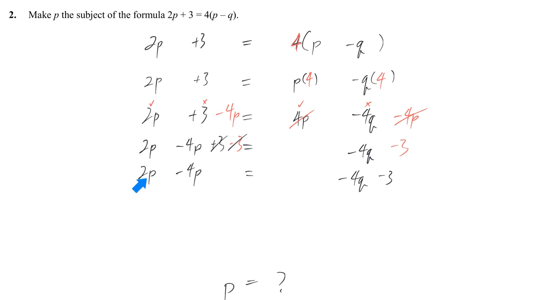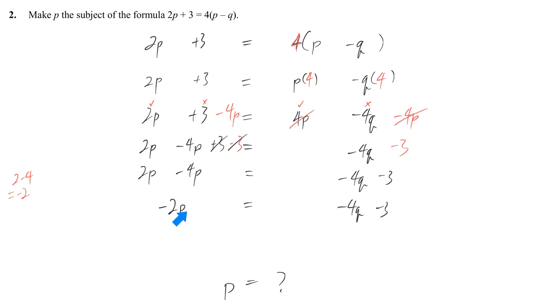We find out that these are like terms, p and p together, so we can combine them and it gives you negative 2 times p. Because 2 minus 4 will give you negative 2, that's why it's negative 2p. And beware, can we add them together? The answer is no. We can't add q and a number together, so just remain the same.